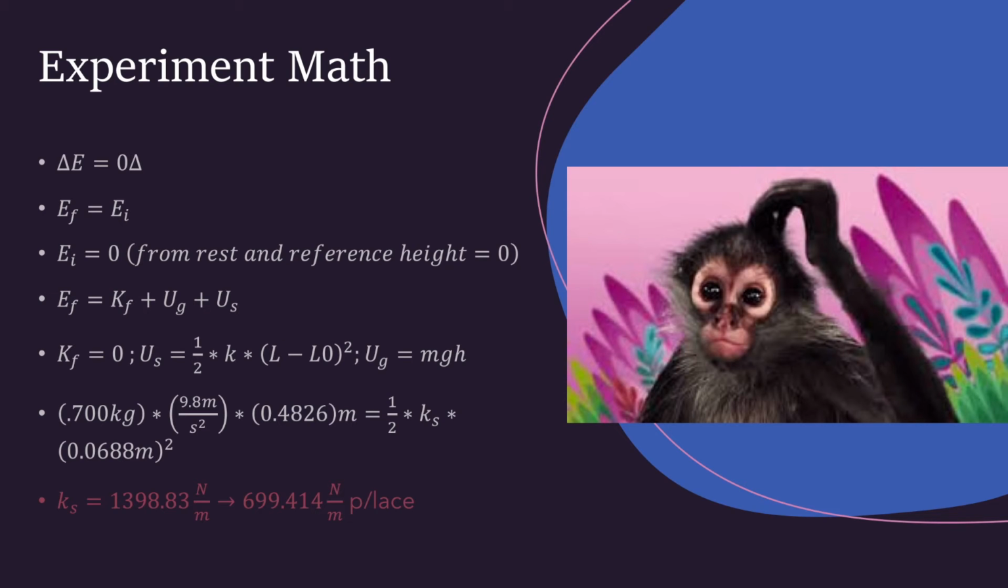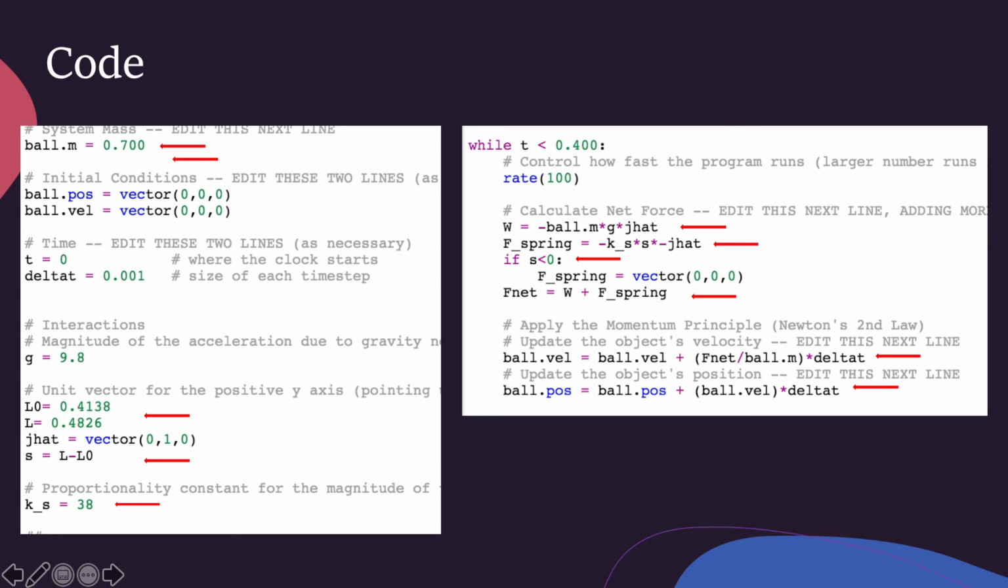Using the conservation of energy principle, I calculated that the potential gravitational energy at the bottom of the drop is equal to the potential spring energy of the umbrella, as you can see simplified here, because the initial energy and final kinetic energy are both zero. Using my experimental data, I estimated the spring constant to be around 699 newtons per meter, which seems rather large, but it is sensible in the fact that the shoelaces were very hard to stretch. So now let's take a look at the computational model.